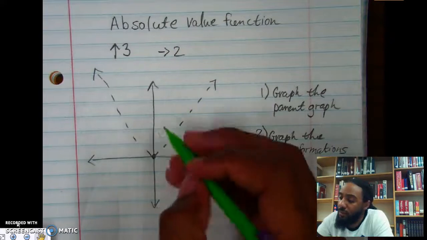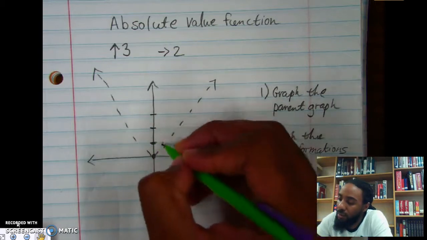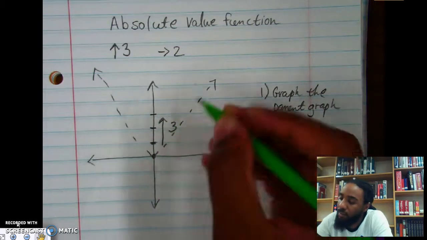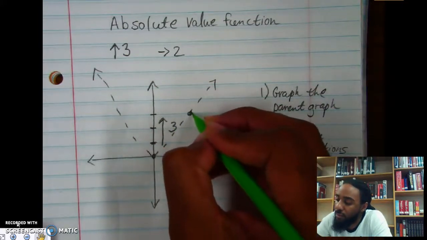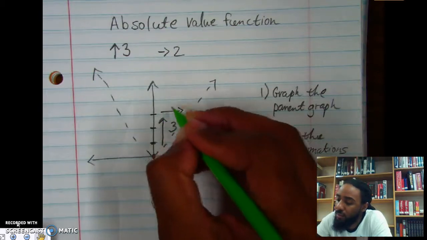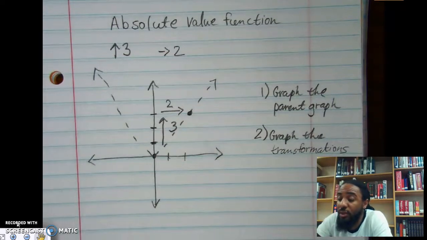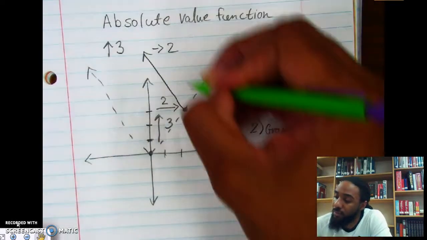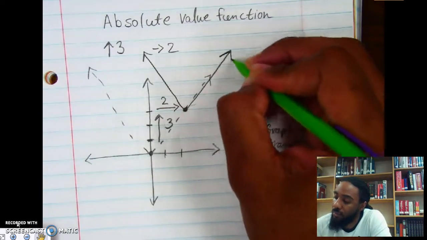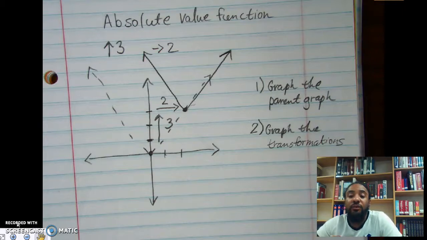So here we're going to go up 3. 1, 2, 3. And we're going to go over 2. And then we just graph it out, because we don't expand it, we don't shrink it, we don't flip it, we just leave it like that. And that's it. That is your final graph. That's all you got to do. That is graphing transformations.